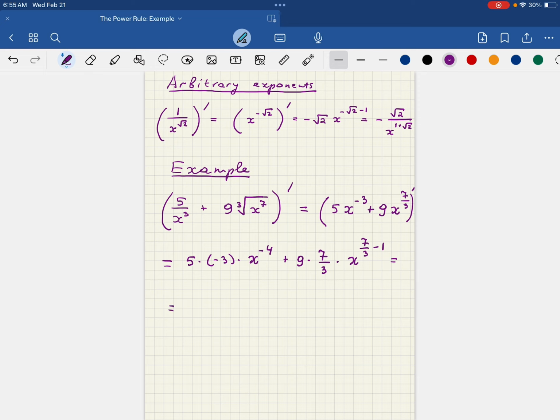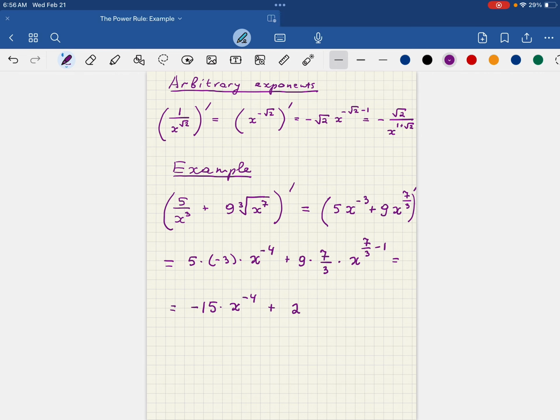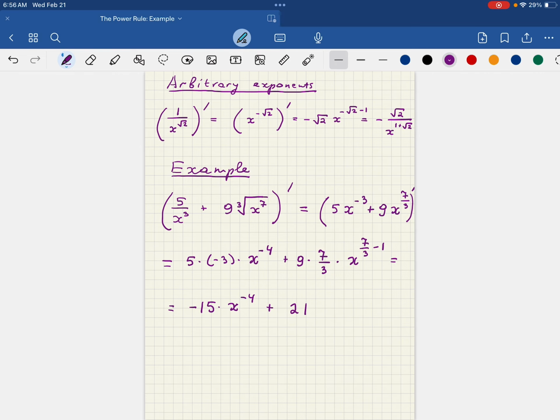Now let's clean this up. 5 times negative 3 is negative 15, times x to the power negative 4, plus 9 times 7/3, that's 21. 7/3 minus 1, that's 4/3, so plus 21 times x to the power 4/3.